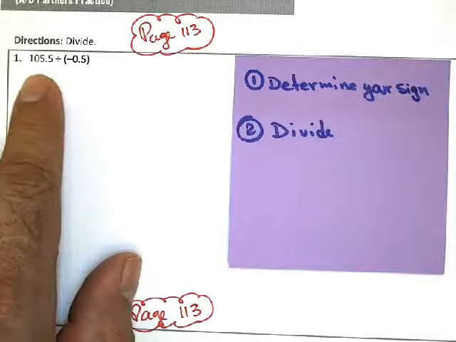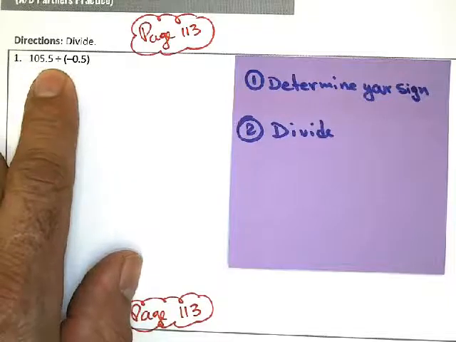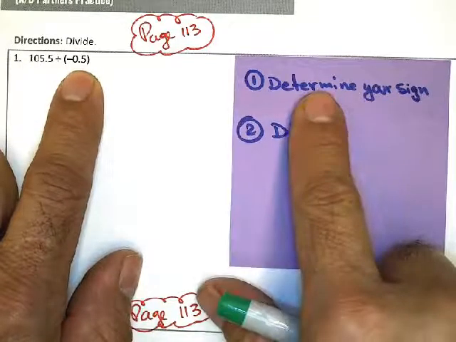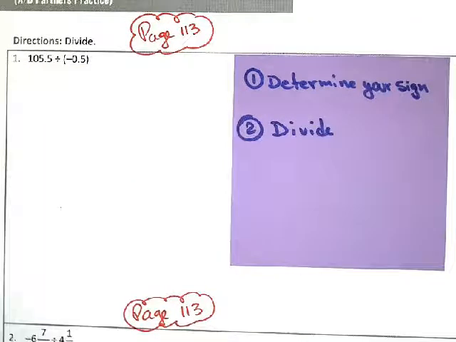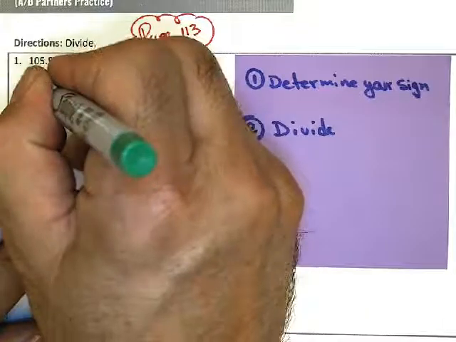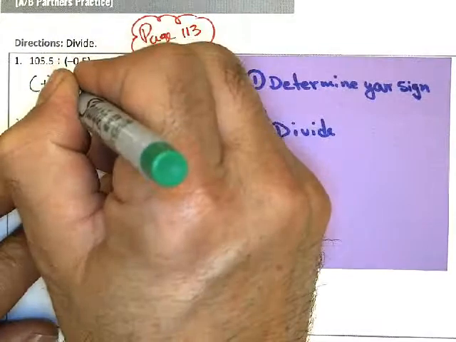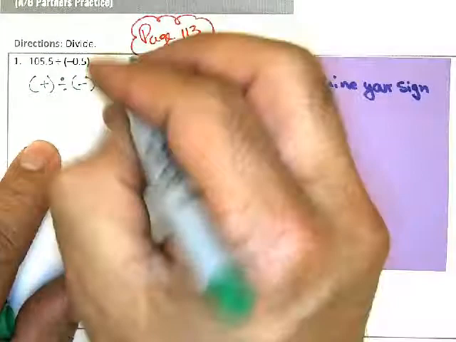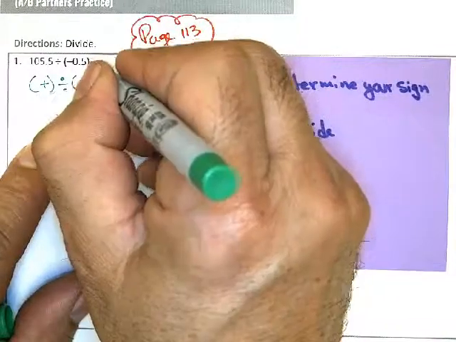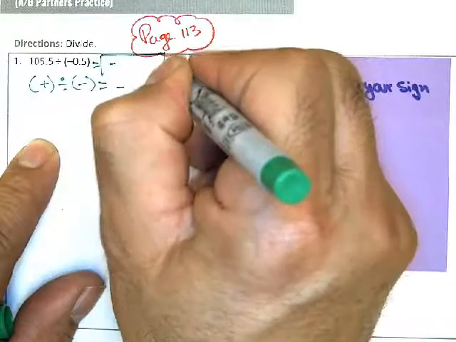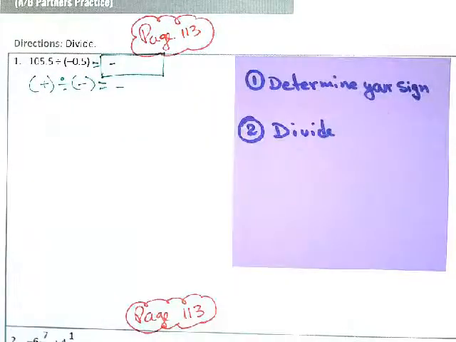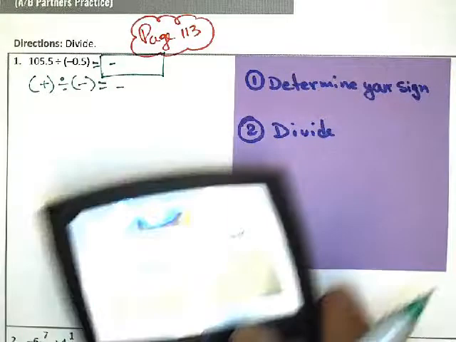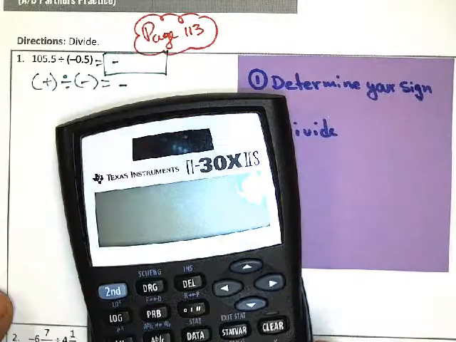So here I have a positive number being divided by a negative number, and my first rule says always determine your sign. So I have a positive number that is being divided by a negative number. So the signs are different, so that means that my answer is going to be negative. So whatever answer I get is going to be a negative answer. Now I'm going to use my calculator for this problem.